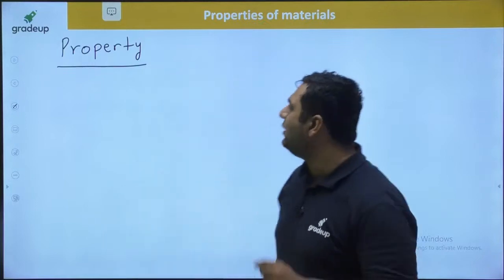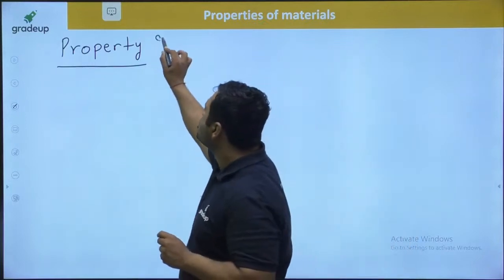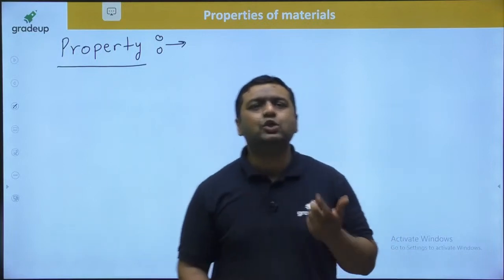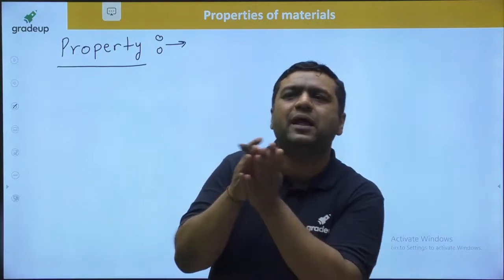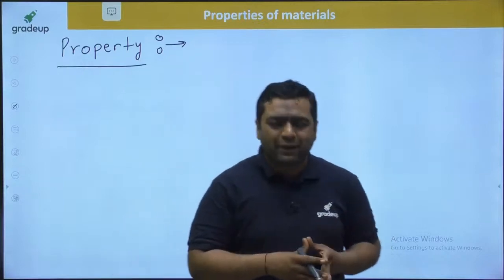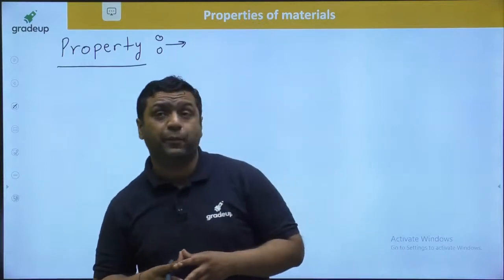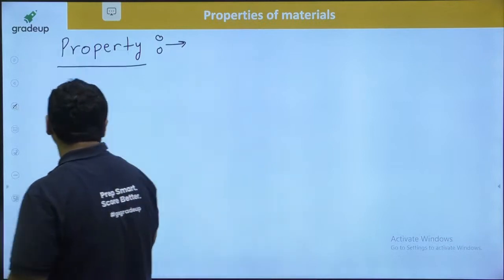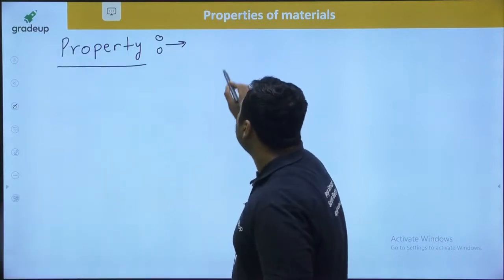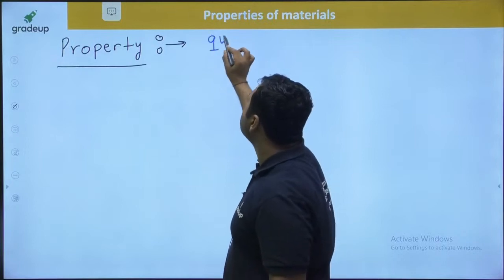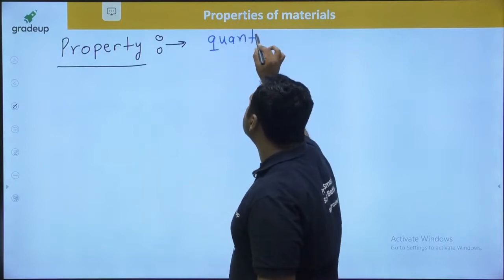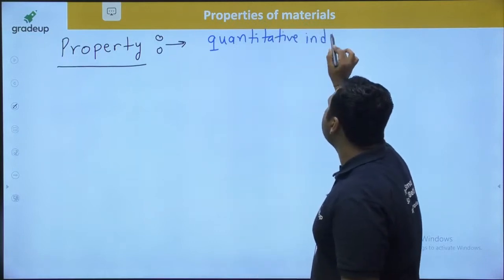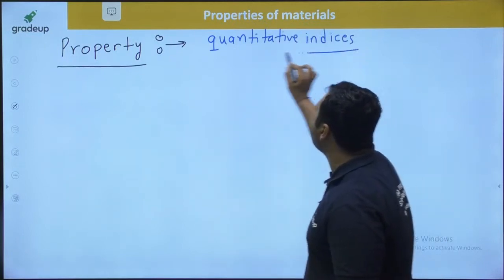So first of all, let us see what a property is. Whenever I ask a student what a property is, generally students define any measurable characteristic to be a property. But this is not the correct definition of property. The best definition I would like to give is that these are quantitative indices. Quantitative indices means a number I am talking about.